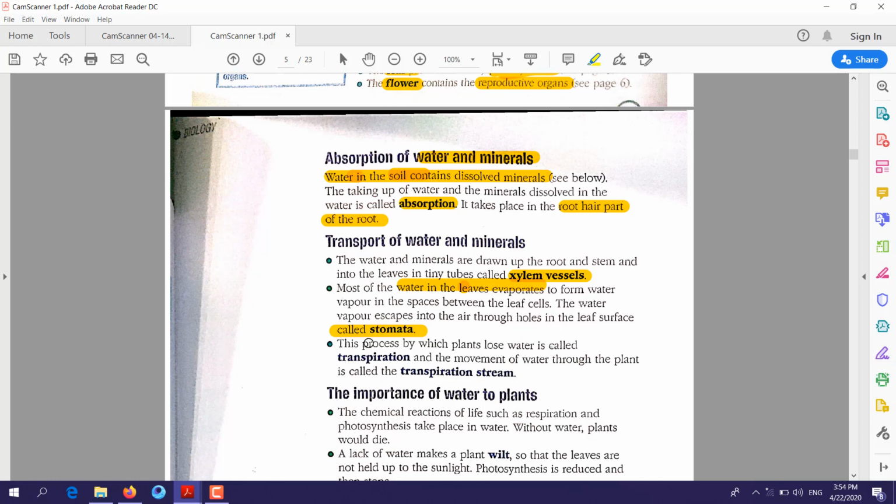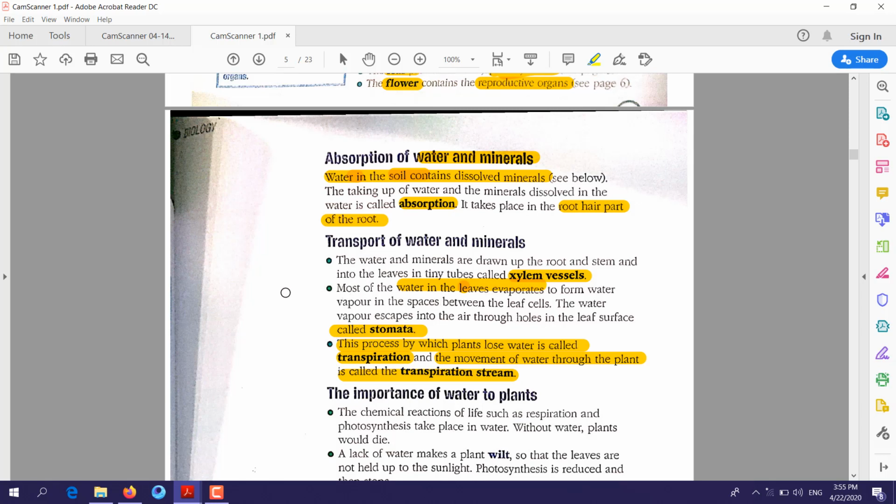Now, the process by which plants lose water is called transpiration. When the water evaporates through the stomata, this whole process, what do we call it? Transpiration. Transpiration is the process by which plants lose water. Then, the movement of water through the plant, what do we call it? Transpiration stream. The movement of water through the plant is called the transpiration stream.